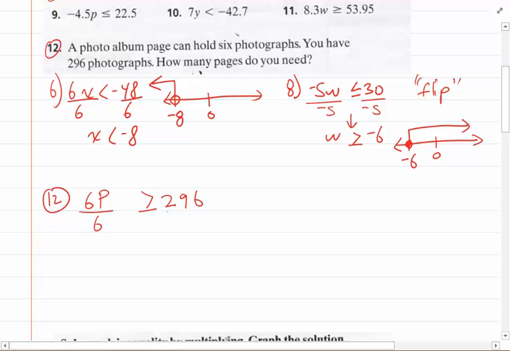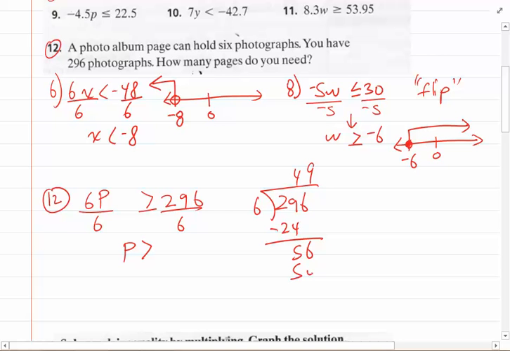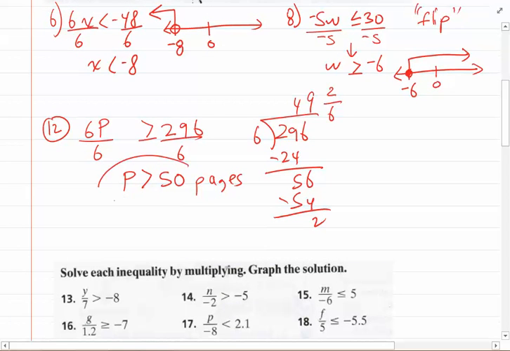So if you divide this by 6, the number of pages you need is 296 divided by 6. 6 goes into 29 4 times, and 6 goes into 56 9 times. There's 2 left. So it's really 49 and 2 over 6, and we always round up when you need to on a problem like this. So you're going to need at least 50 pages. Okay, because 49 you'll be a little bit short, so you need at least 50 pages.